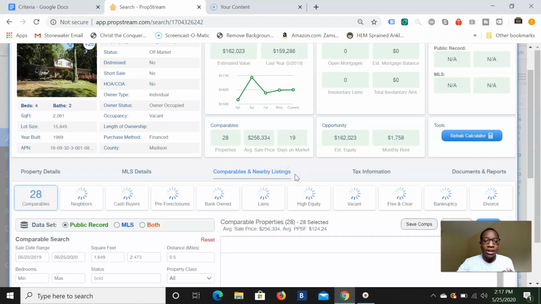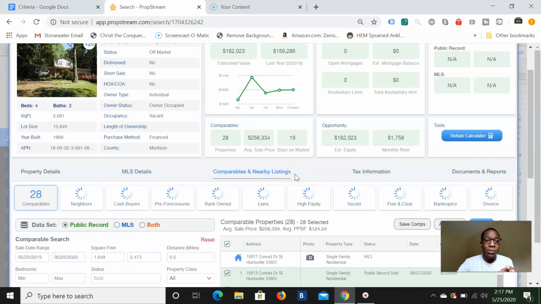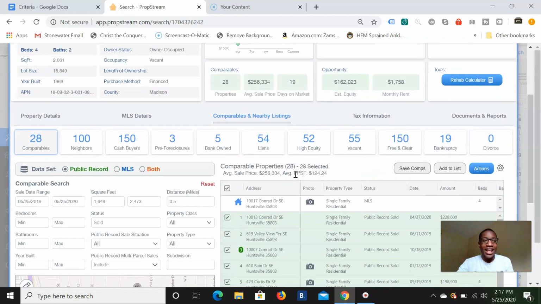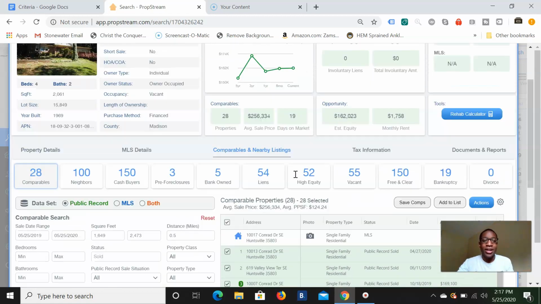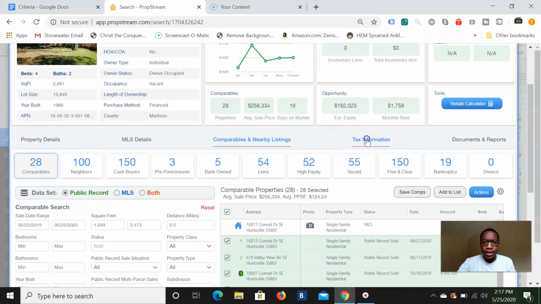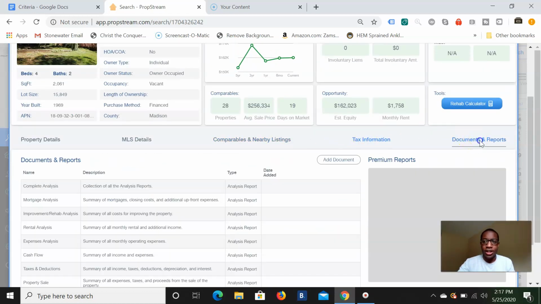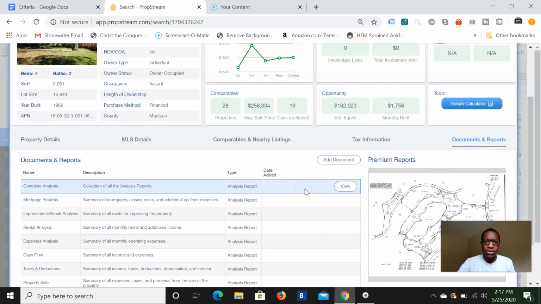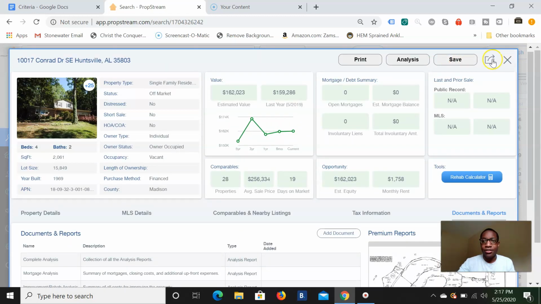And they also have comparables. I know a lot of people have questions about how to find ARV and repair costs, and in Propstream, you all can find that information right here, different valuations of other properties around your area, and then tax information, and then documents and reports. So a lot of data here for you all. You all can print it or save it and whatnot.